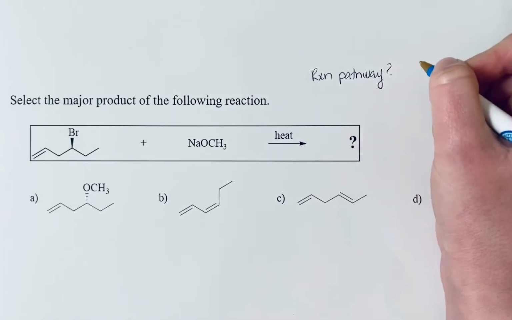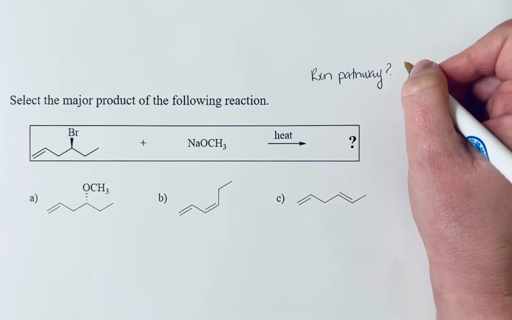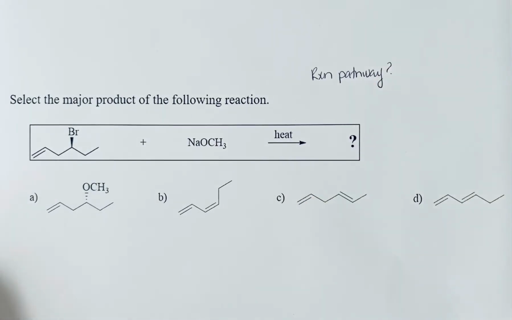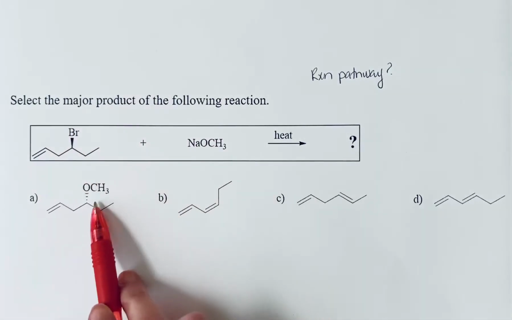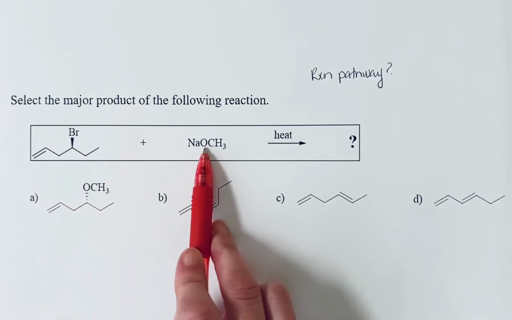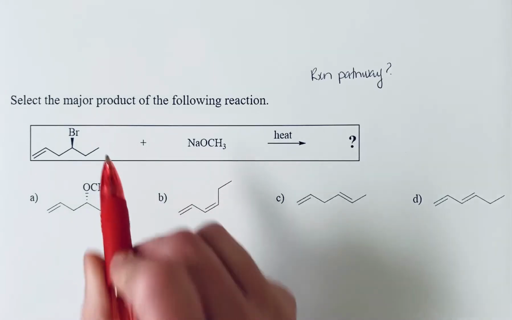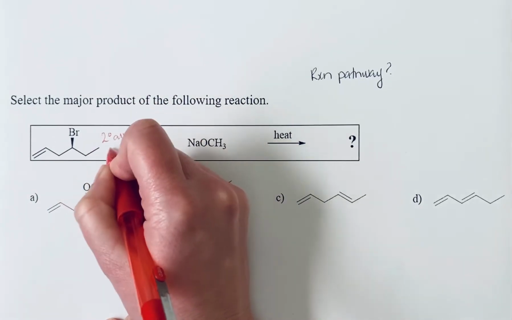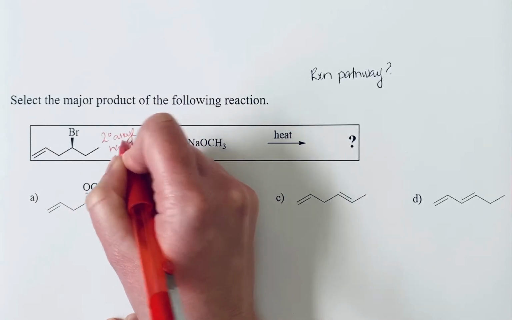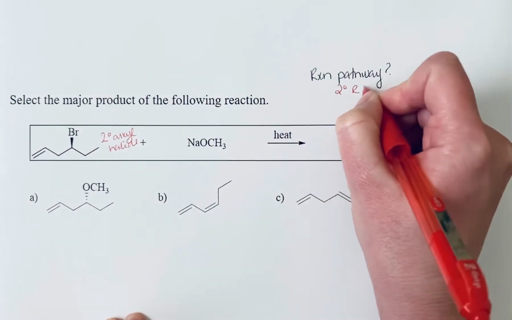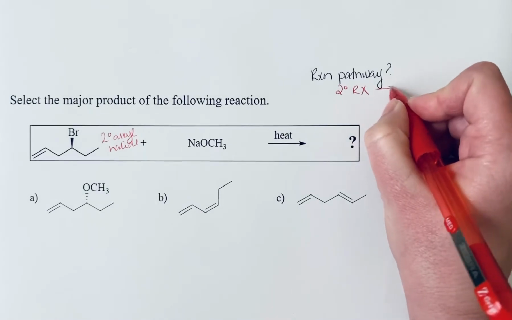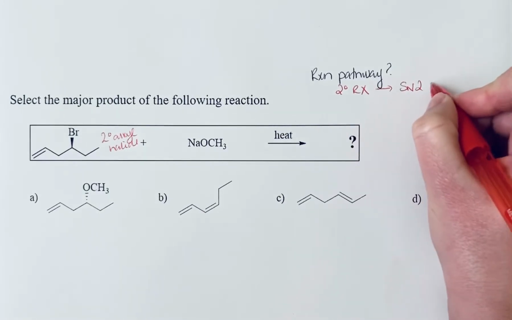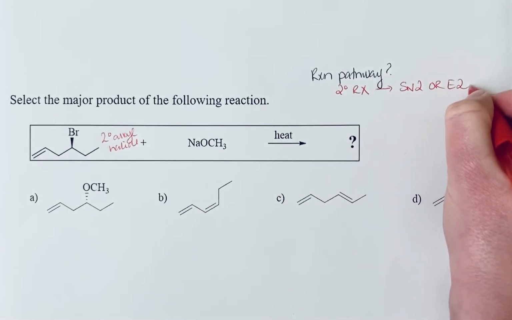We know that alkyl halides can undergo both substitution and elimination reactions. And so we want to analyze what we have here. We're going to look at the substrate first and then the identity of the base/nucleophile. So we have a secondary alkyl halide, and secondary alkyl halides tend to undergo either SN2 or E2 reactions.